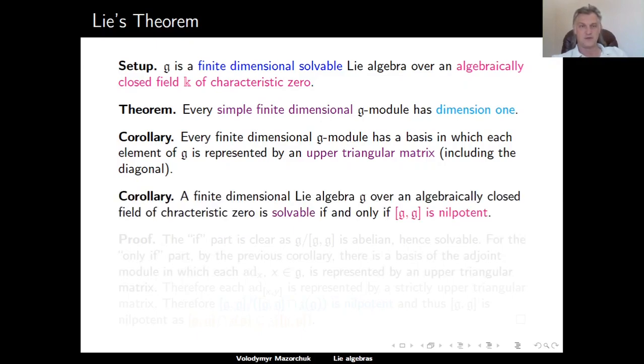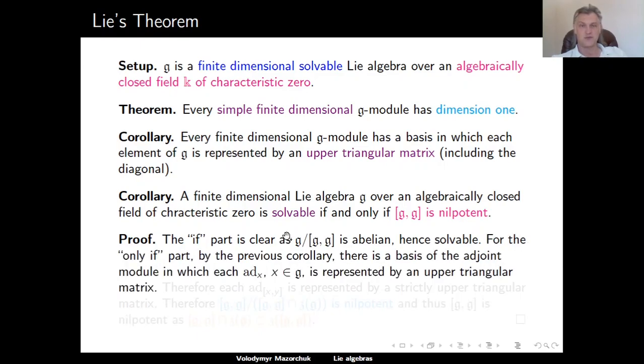Another corollary from the theorem is the following interesting fact: a finite dimensional Lie algebra G over an algebraically closed field of characteristic 0 is solvable if and only if its derived algebra is nilpotent. The if part of this corollary follows easily because the quotient of G by the derived algebra is abelian. So if the derived algebra is nilpotent, it is solvable. The quotient by it is abelian, so solvable, which means that G must be solvable. So the trick is to prove the only if part.